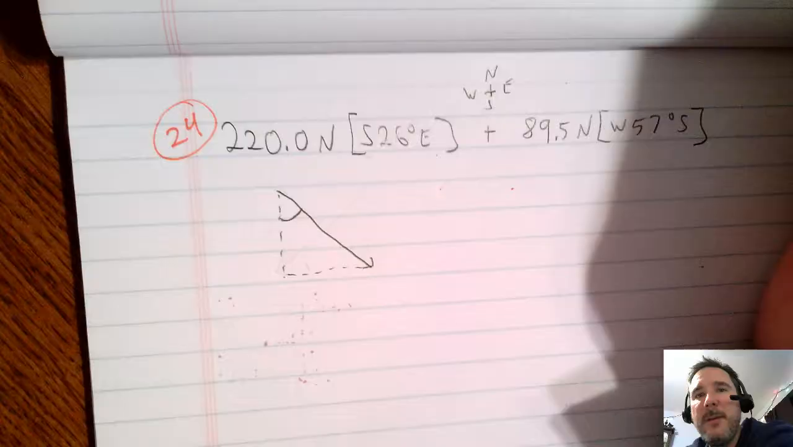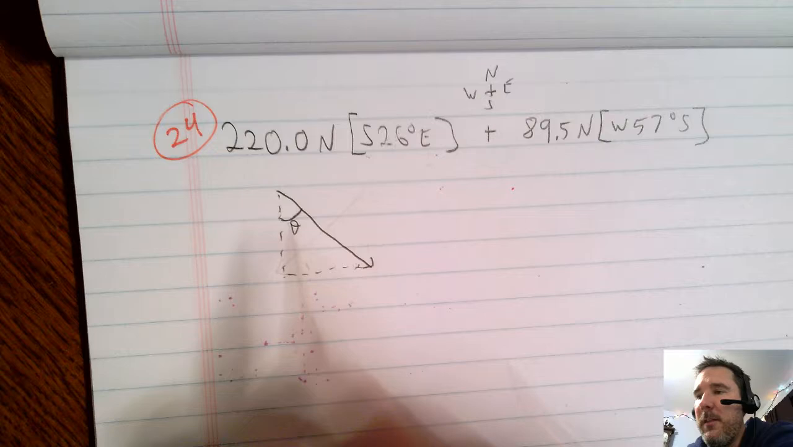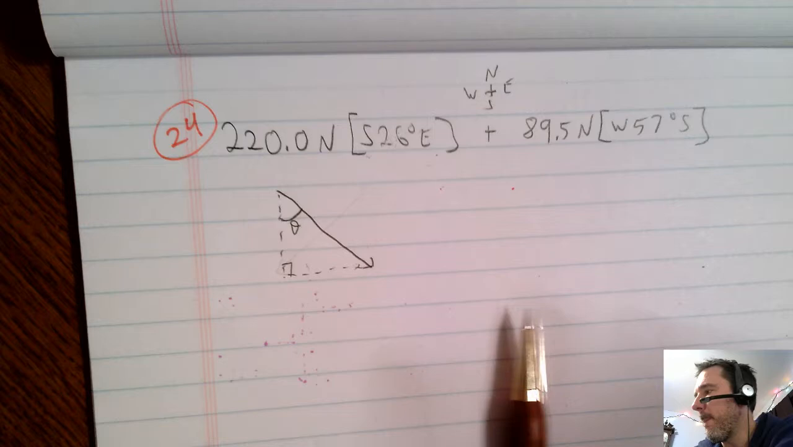This will be my theta. That's going to be my 26 degrees. Not down here, because that's why I started here. This here is my 90 degrees. All right. So now we have a triangle.